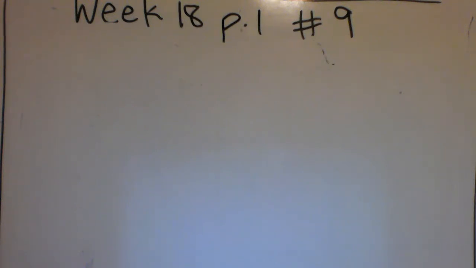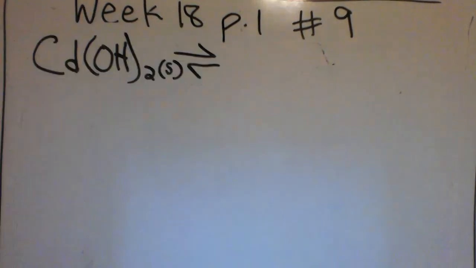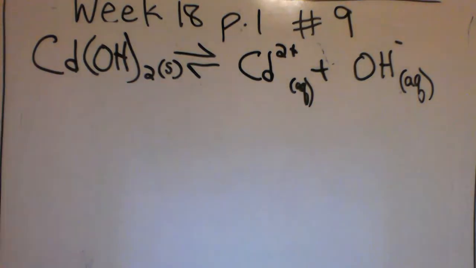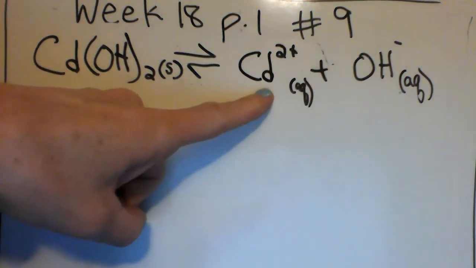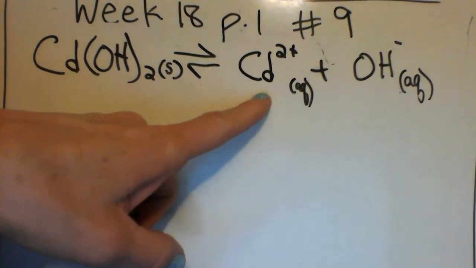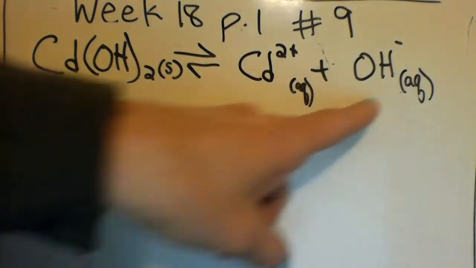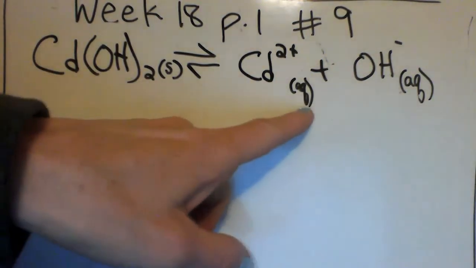Again, the first thing that has to be done is the equilibrium equation has to be written. So we start with the solid on the left. Then we separate the solid into its individual components, and notice that hydroxide is a polyatomic ion and acts as one individual particle or ion. So now I've separated cadmium hydroxide into cadmium ions and hydroxide ions. The AQ, of course, shows that it is in solution on this side of the reaction.